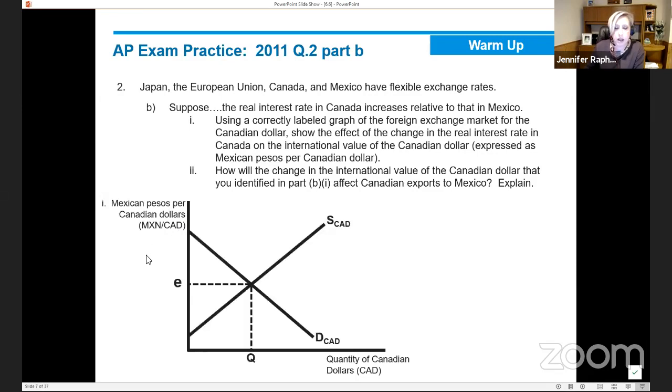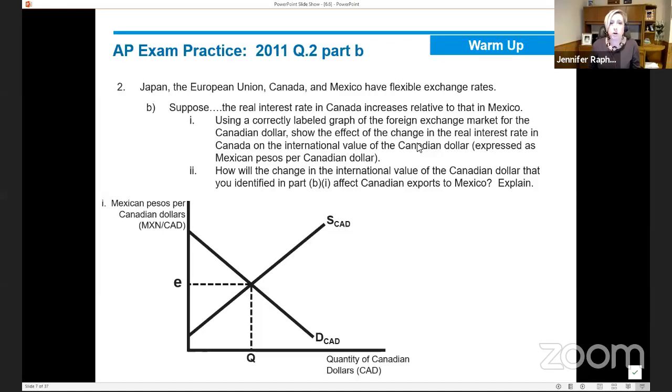All right, we also want to have our upward sloping supply of CAD curve, our downward sloping demand for CAD curve, and we want to find our equilibrium exchange rate before the change so that we can show the effect of the change in interest rates on the exchange rate. Well, as I'm sure you know by now, when the real interest rate rises in Canada, capital is going to flow into Canada. People would prefer to save their money, all else equal, in Canada because they'll earn a higher rate of return on their savings.